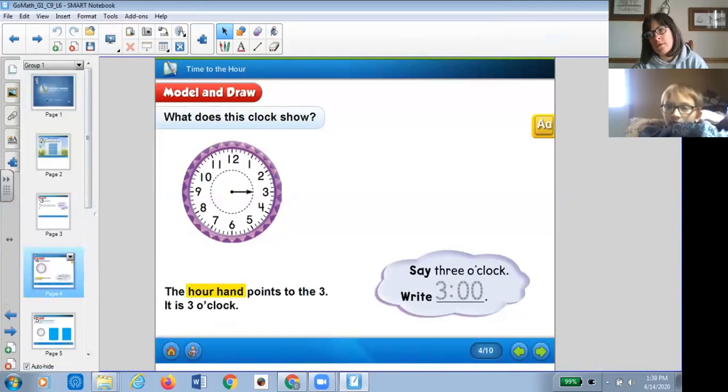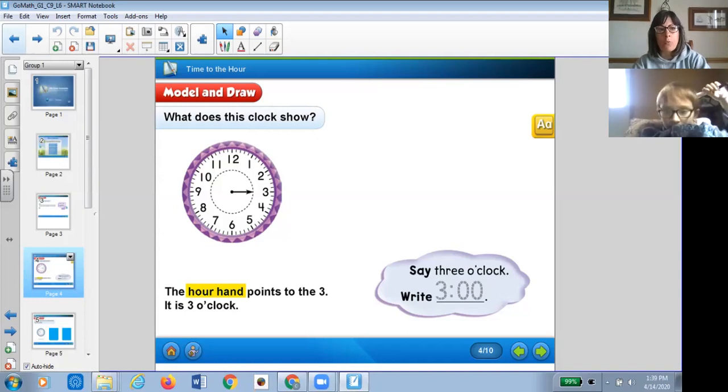So do you see this clock right here, Landon? Okay. Because the hour hand is pointing to the 3, we automatically know that it's 3 o'clock. So you can write it the digital way, 3 colon, which is 00. Or if you wanted to write it out, you could write 3 o'clock. We're going to look at analog clocks and write it the digital way.